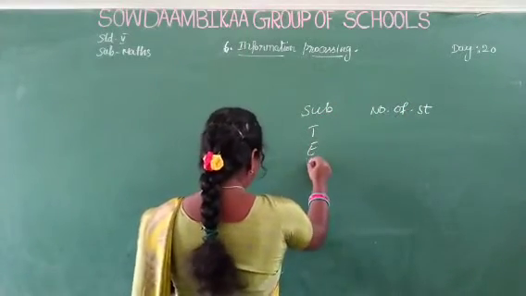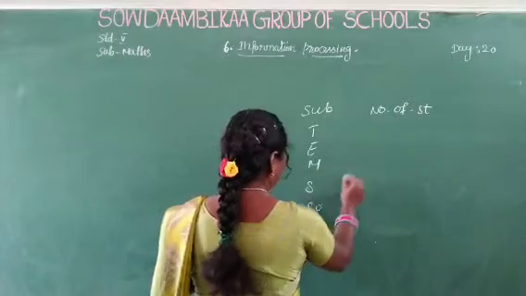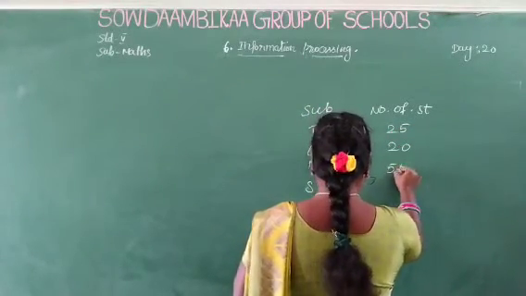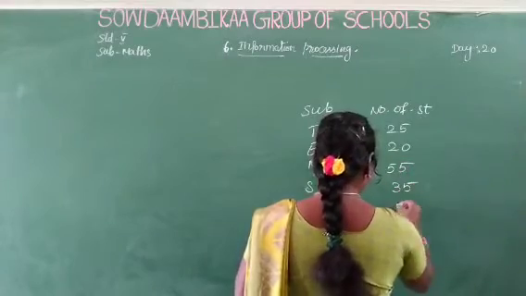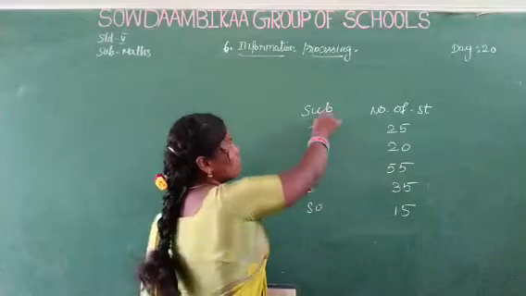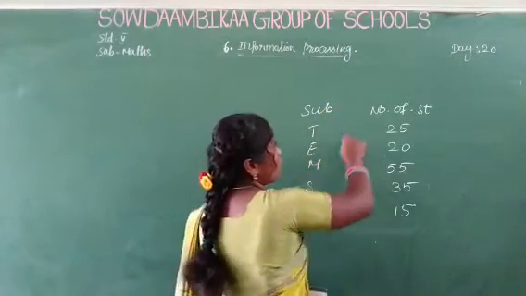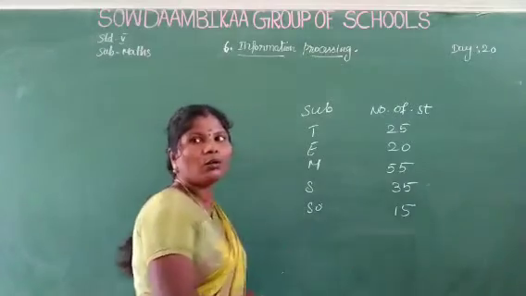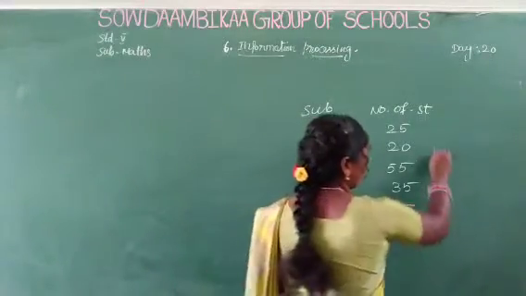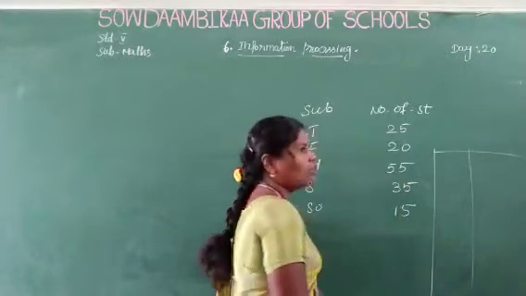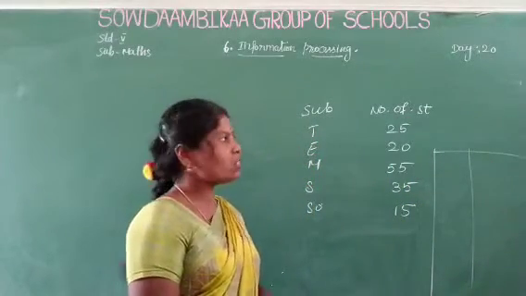Tamil, English, Maths, Science, Social. 25, 20, 55, 35, 15. This is only the question, a collection of data. Subject: Tamil, English, Maths, Science, Social. Number of students: 25, 20, 55, 35, 15. Now you draw the pictograph. Pictograph means your collection of data in pictures.